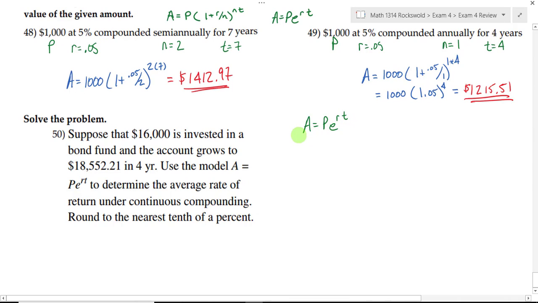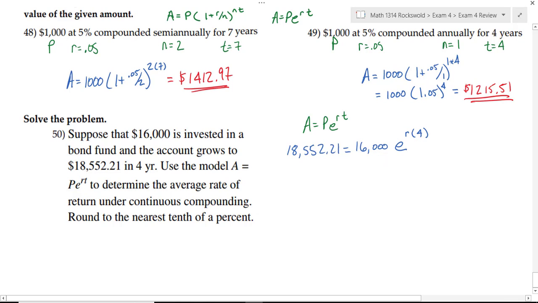Do I know a number that I can plug in place of A? The $18,552.21. Do I know a number I can plug in place of P? 16,000. E is Euler's number. It's a constant. Raised to the R times, what am I going to use for T? Right here, 4 years. So our variable is in the exponent, but this exponential expression is not completely by itself because it's multiplied by the 16,000.